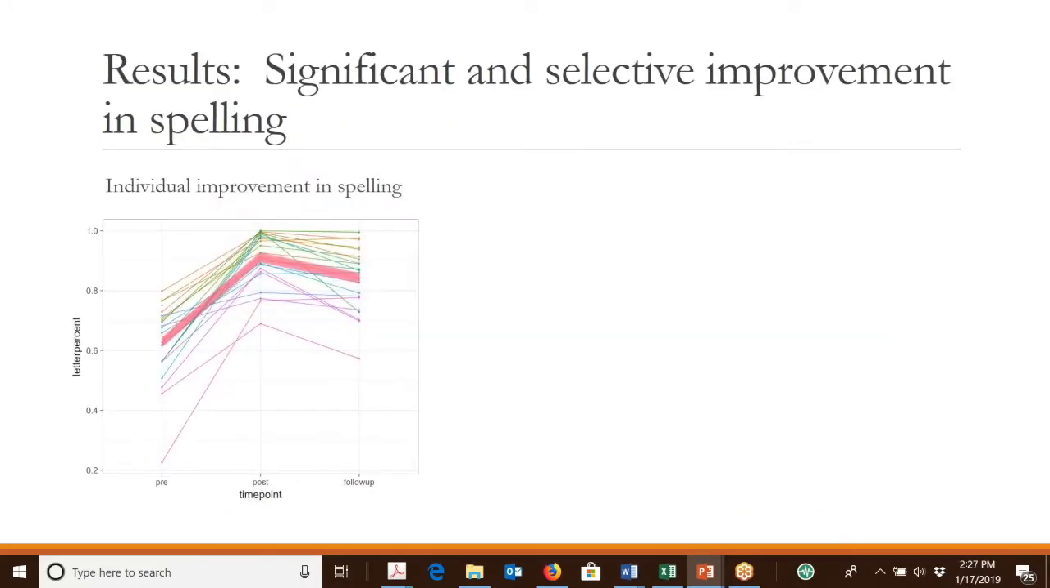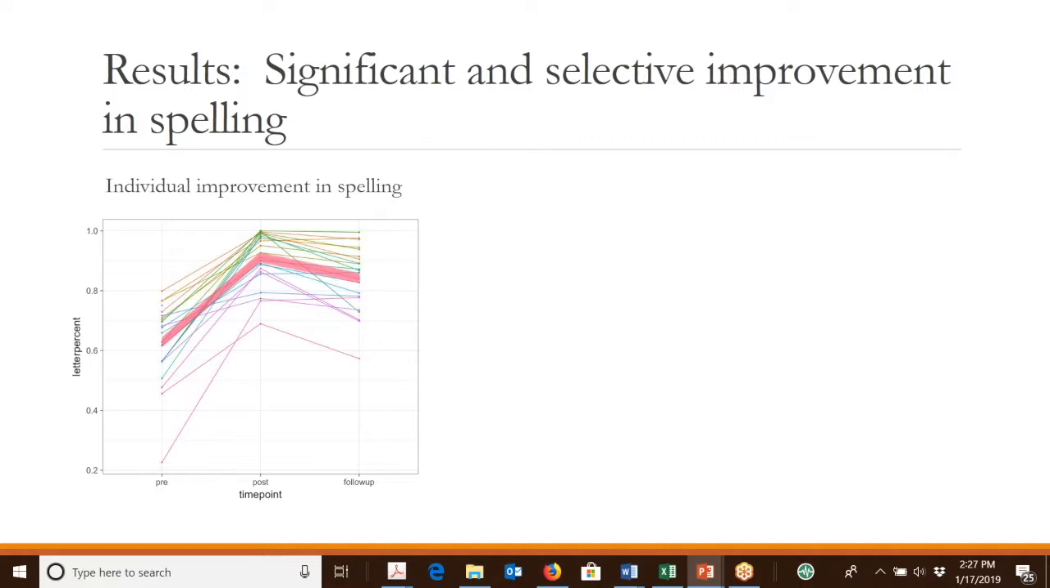Okay, so that's what we do in our training trials, and what you can see here is the improvement of our participants from pre-treatment to post-treatment, and you can see the maintenance. For follow-up, all individuals significantly improved from pre to post-treatment, and their performance at follow-up was also significantly higher than at pre-treatment.